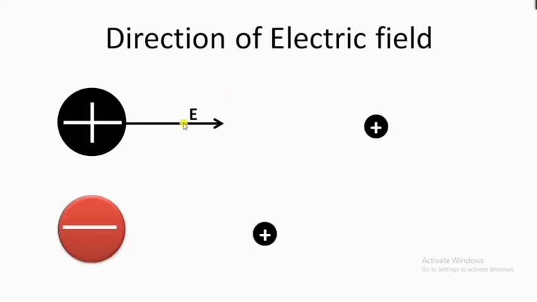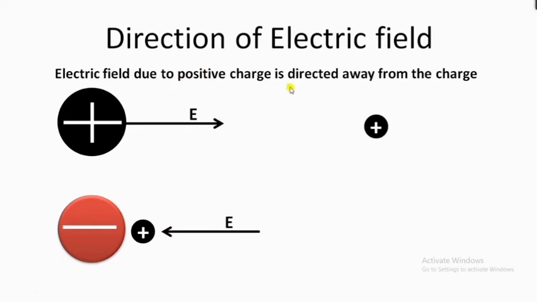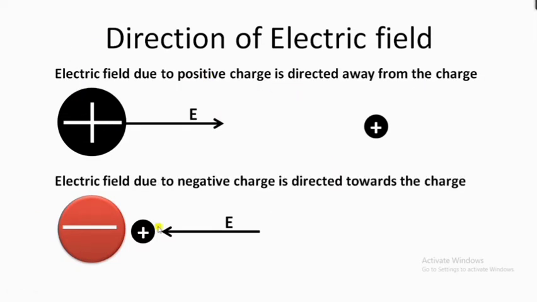And if you keep a positive charge in front of a negative source charge, then the direction of the force is towards the negative charge. So the direction of force determines the direction of electric field. So from positive charge it goes away and electric field goes towards the negative charge. So this is the very important concept you should not forget.